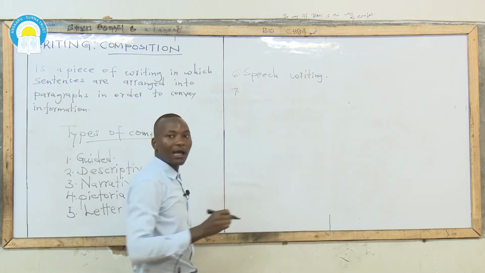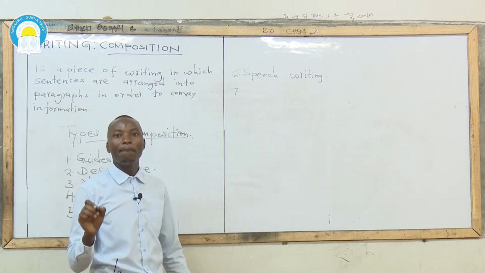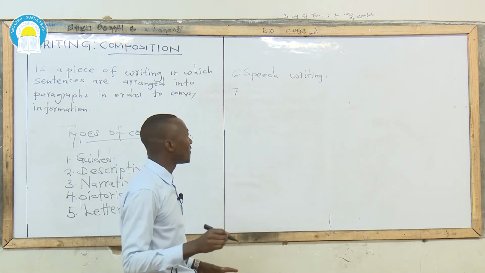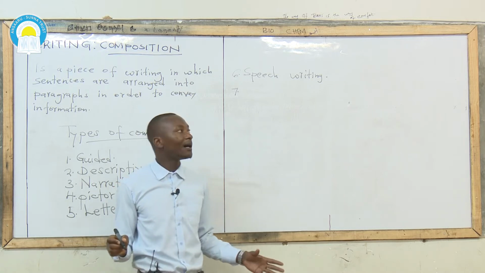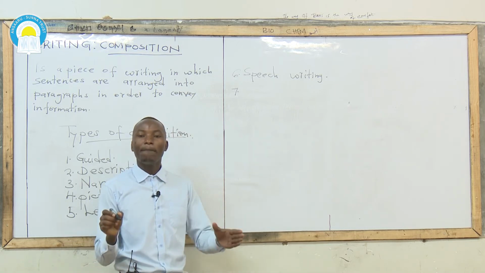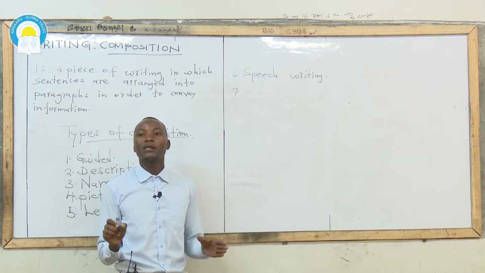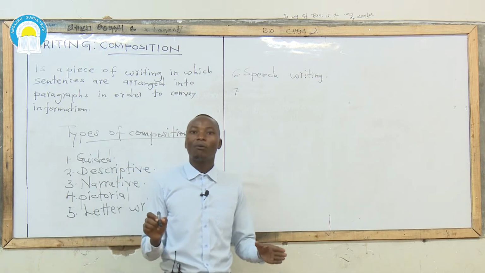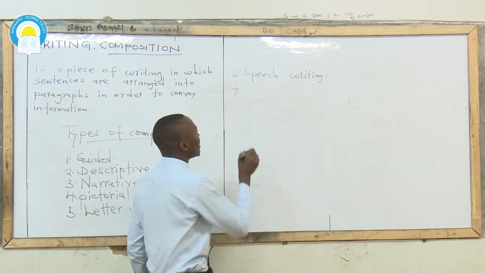Then we shall be looking at minute writing. Another type of composition is called minute writing. I shall explain some of these in detail, but just for the viewers, the term minute refers to a true record of what was discussed in a meeting. So when you're writing the minutes, you are writing the points that were deliberated on in a meeting.